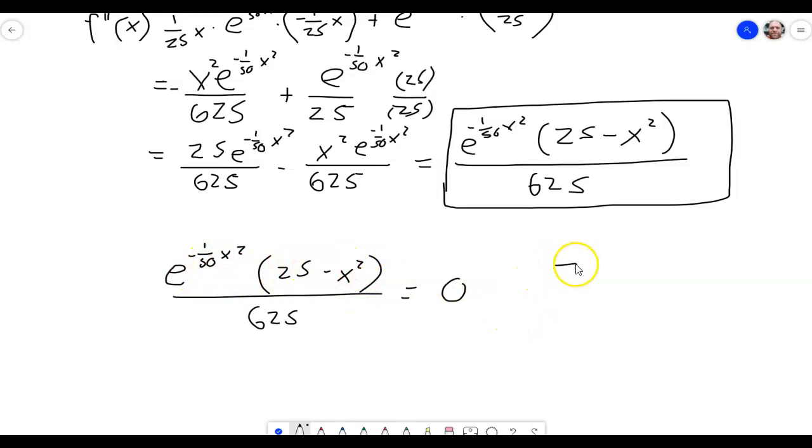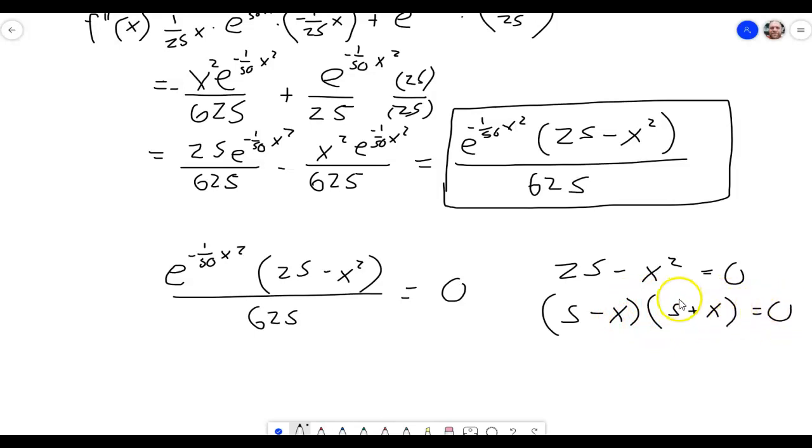So the only thing we have to worry about then is this factor there. So let's do that one. So 25 minus x squared is equal to 0, and we can factor that as 5 minus x times 5 plus x is equal to 0. And we're going to get x is equal to plus or minus 5. So those are our two reflection points.